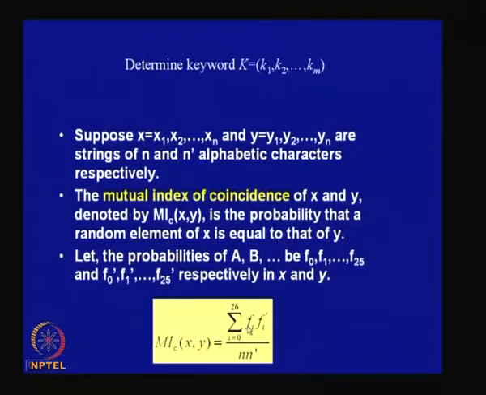That is, both of them are either A, or both of them are B, or both of them are C, and so on. So the number of ways in which you can choose the ith letter from the first string, so that both of them are the same letter, is fi, and the number of ways in which you can choose the ith element in the second string is fi dash, because that is the frequency of occurrences. Therefore, the probability that a random element of X is equal to a random element of Y is given by this ratio.